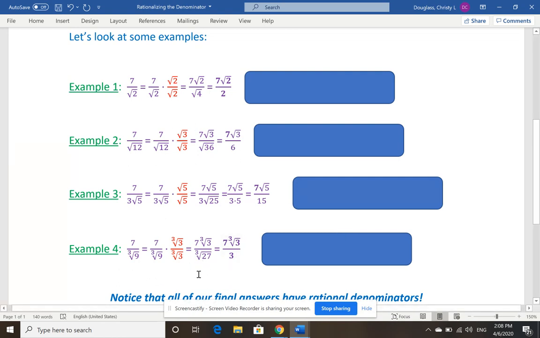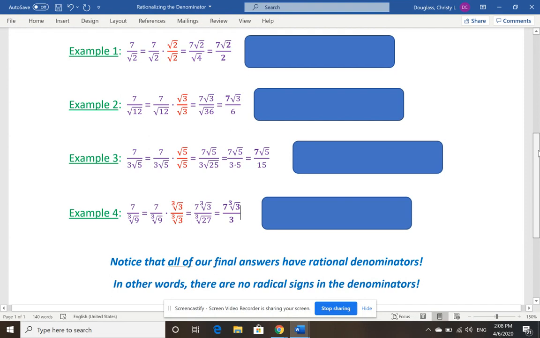So rationalizing the denominator, a lot of times with trigonometry, you'll be dealing with square roots, but it works for cube roots and fourth roots and all the other types of roots that you might see. Notice that all of our final answers have rational denominators. In other words, there are no radical signs in the denominators. So congratulations, you have learned to rationalize the denominator.